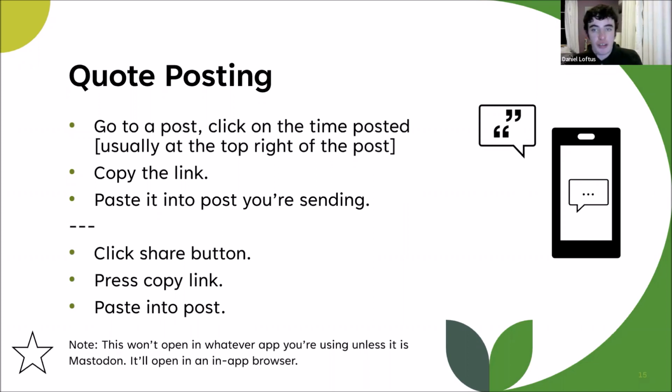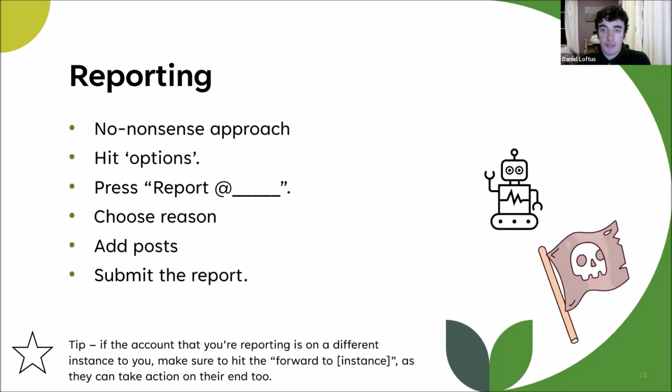And as I mentioned earlier, Mastodon has a no-nonsense approach to taking down inappropriate content, and that's the reporting. So those are just the instructions of how you report something. And I added in a little tip at the bottom. If the account that you're reporting is on an instance that is different to yours, when you're reporting it, there is an option to forward it to their native instance.